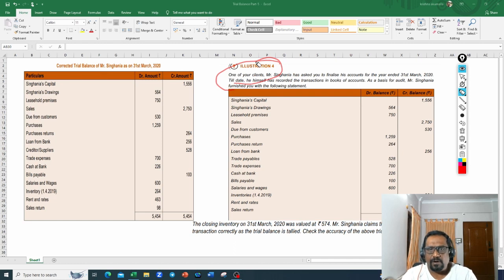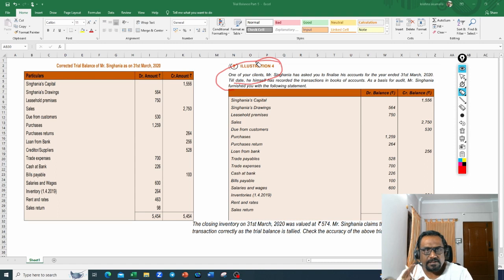As a basis for audit, Mr. Singhania furnished you with the following statement. So, for audit purposes, because he has done this problem on his own, right? Now he is asking us to finalize or audit this statement and see whether those transactions have been recorded correctly or not. That is what his request is.